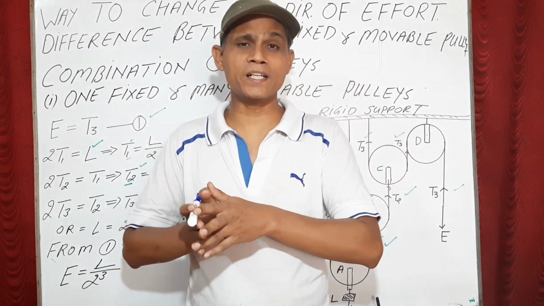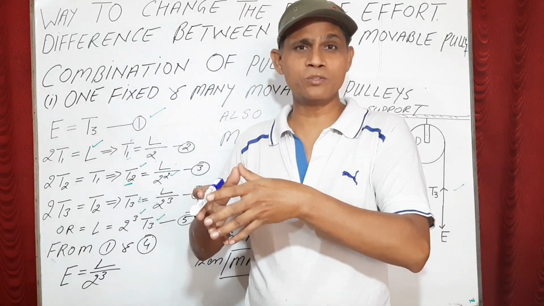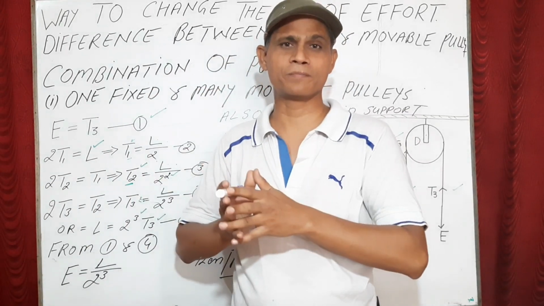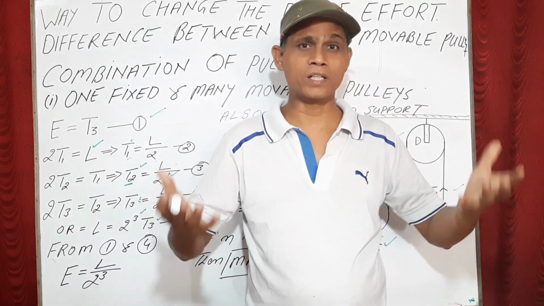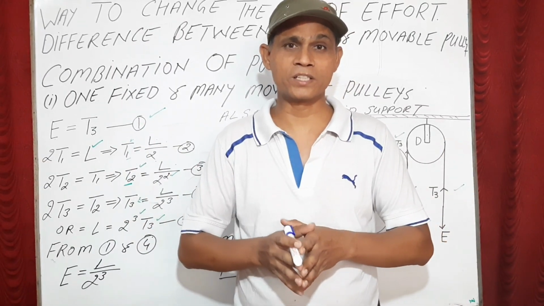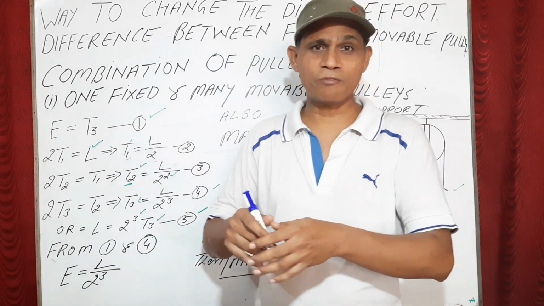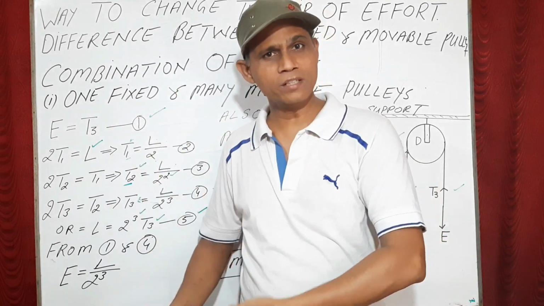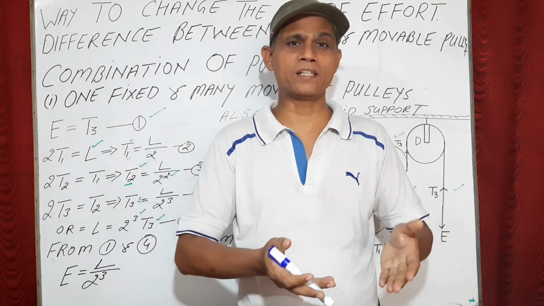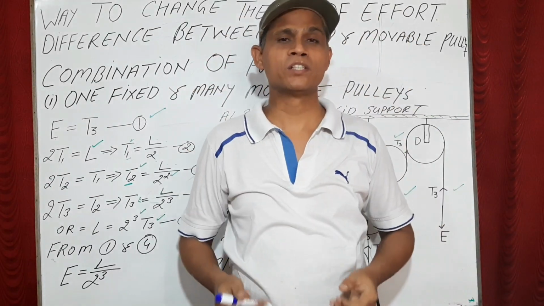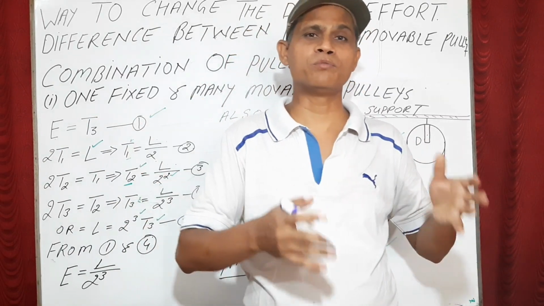The third difference is that the weight of the pulley does not affect the mechanical advantage in case of a fixed pulley, but the weight affects the mechanical advantage in case of a single movable pulley. And the next difference: what is the function of a fixed pulley? To change the direction of effort. And the movable pulley's function is that it acts as a force multiplier. And the last difference is that in case of a fixed pulley, the effort is applied in the downward direction, but in case of a movable pulley, effort is applied in the upward direction. So these are a few differences between the fixed pulley and the movable pulley.